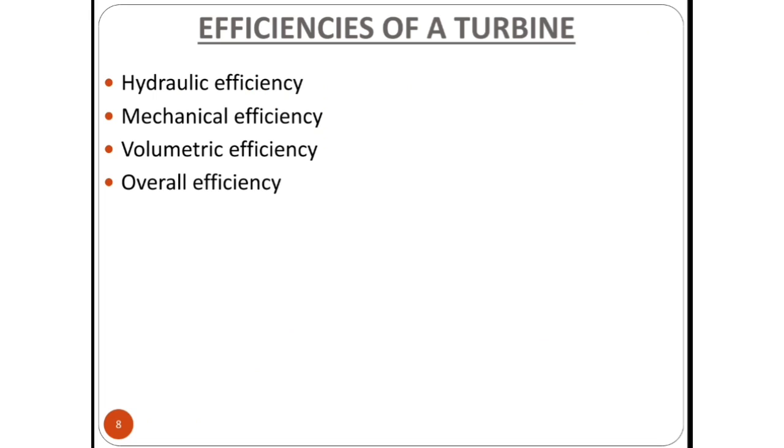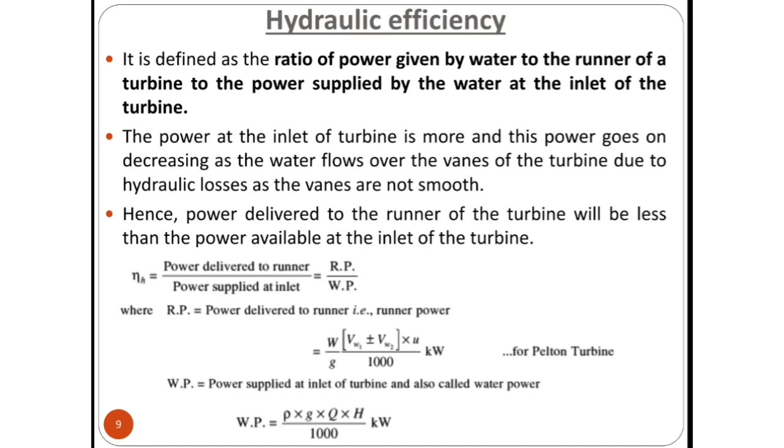So next, let us go with the efficiency. There are different types of efficiency of the turbine. The first one is hydraulic efficiency, next mechanical, volumetric efficiency, and overall efficiency. Let us go with the hydraulic efficiency first. Hydraulic efficiency is defined as the ratio of the power given by the water to the runner of the turbine to the power supplied by the water at the inlet of the turbine.